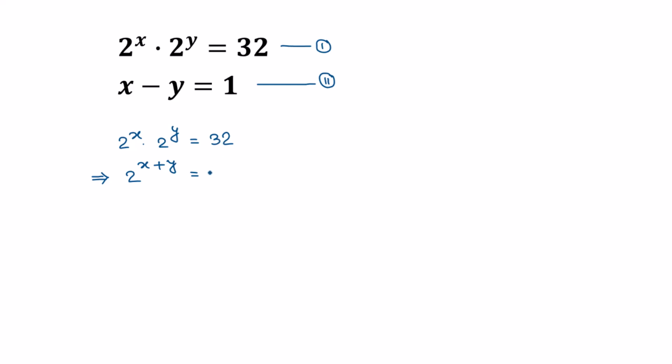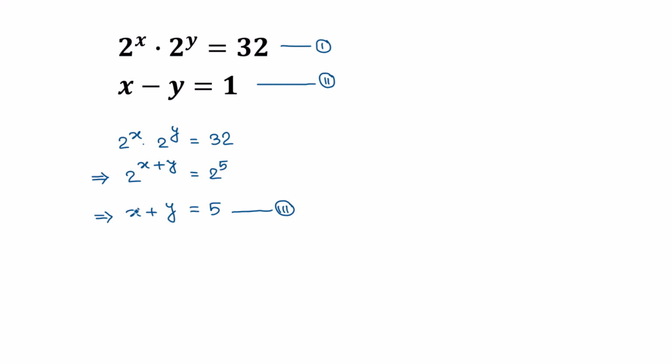We can write this as 2 to the power of 5. 2 to the power 5 is 32. Since the base of both sides is the same, which is 2, the powers can be written as equal. So x plus y is equal to 5. Consider it as equation number 3.